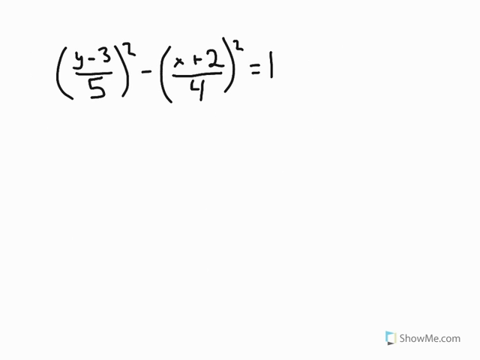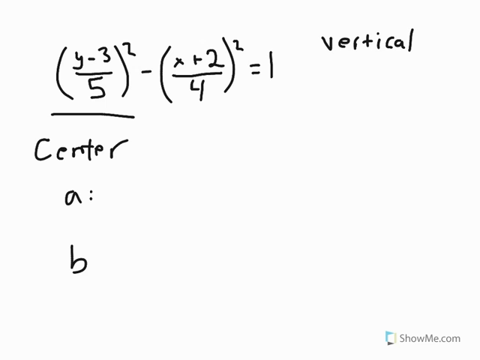So let's say we're given the equation (y minus 3) divided by 5, all squared, minus (x plus 2) divided by 4, all squared, equals 1. The first thing we want to do is identify the direction in which this hyperbola opens. Since the y term comes first, we know that this is going to be a vertical hyperbola. Now what we want to do is identify the center point, the a, and the b.